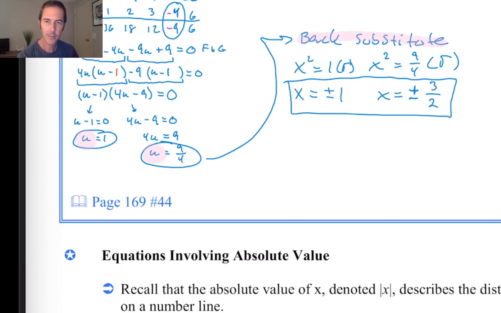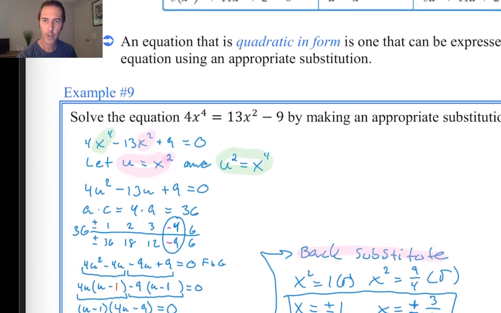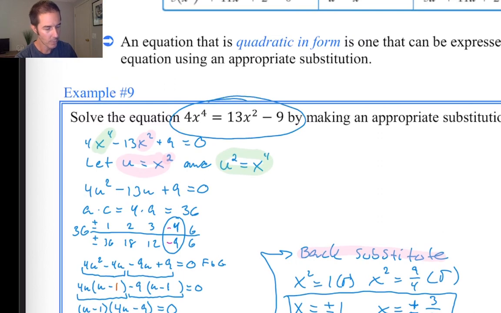By the way, I'm not surprised that we got 4 solutions, because the degree of our original polynomial equation, the degree of this equation, was 4. So again, not surprised that we got 4 solutions.